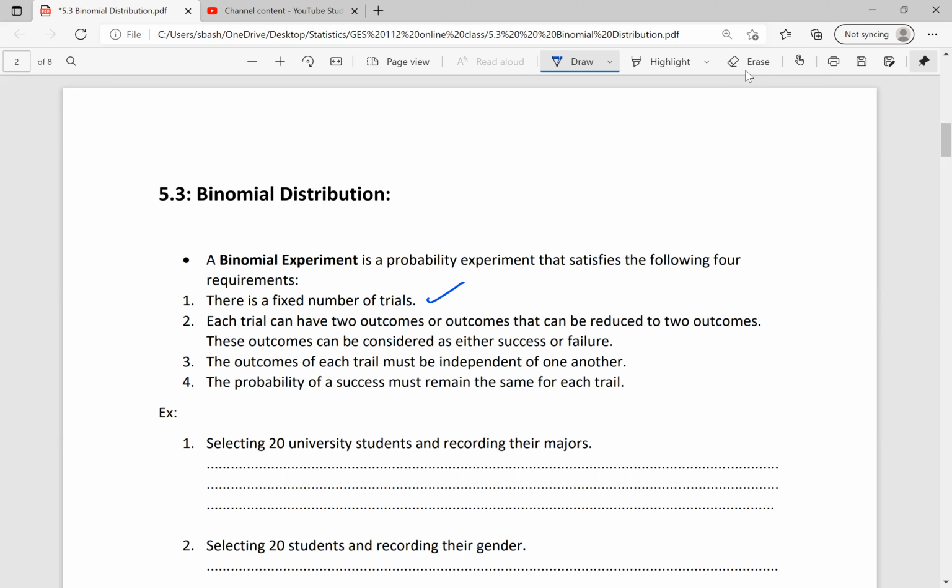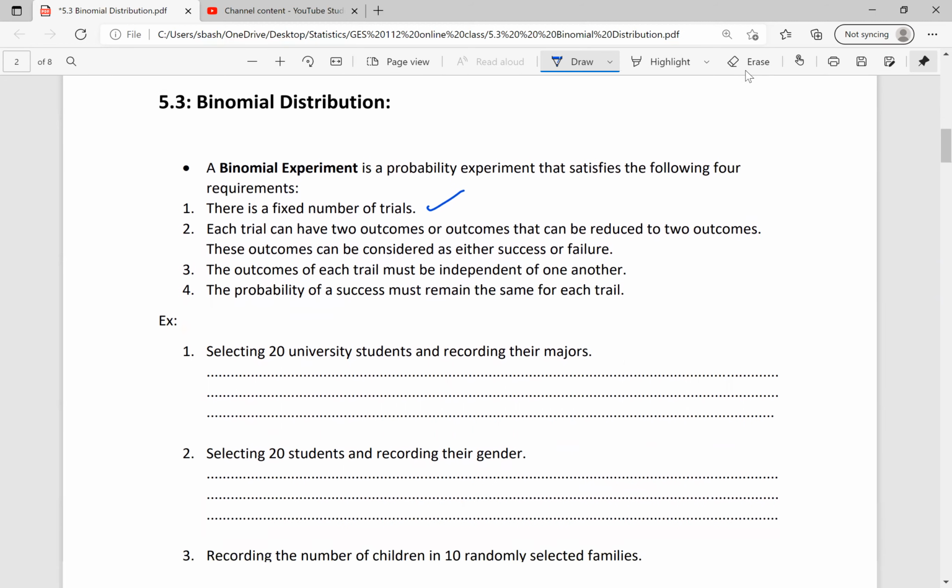The word bi means two. So we are speaking about two outcomes, either fail or success. So again, we must have a fixed number of trials. Each trial can have two outcomes, or the outcomes can be reduced to two outcomes. You can say two categories. The outcomes of each trial must be independent of one another, and the probability of success must remain the same for each trial. For example, selecting 20 university students and recording their major.